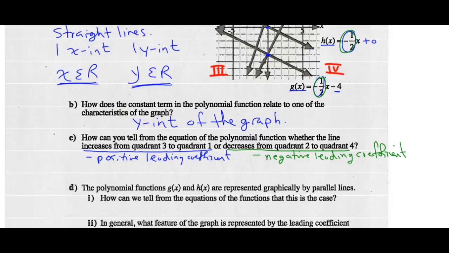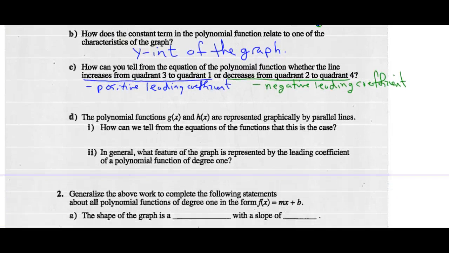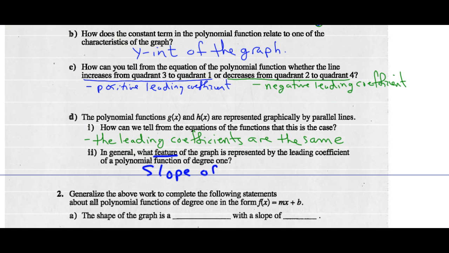Part D, the polynomial functions g of x and k of x are represented graphically by parallel lines. How can we tell from the equation of the function that this is the case? Again, if we look at the leading coefficients, they're the same. So in general, what feature of the graph is represented by the leading coefficient of a polynomial function of degree 1? Well, that feature of the graph would be the slope of the line.